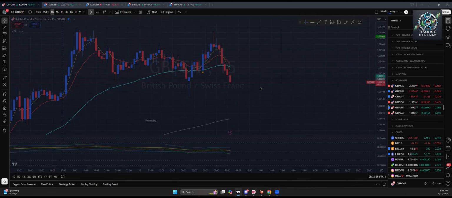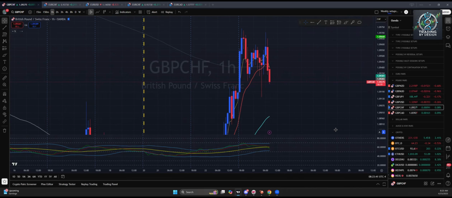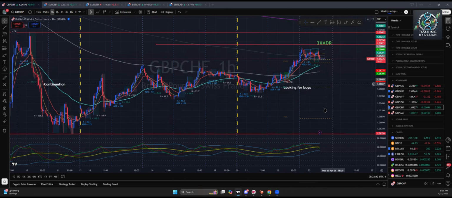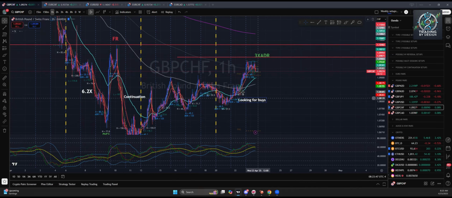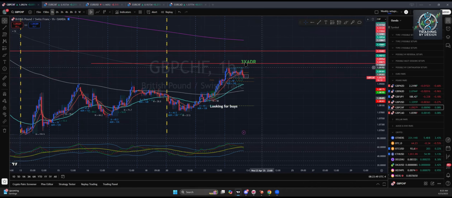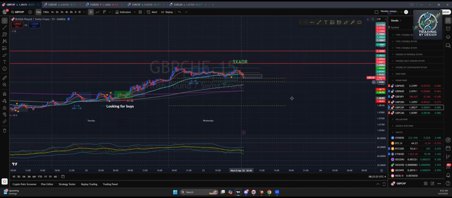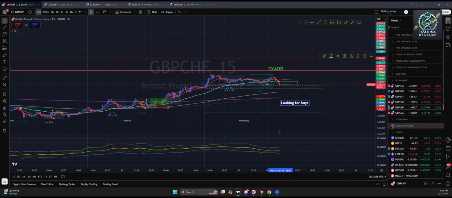Next one we have GBP Swiss. Let's see. So coming from the peak formation low, we are looking for buys. I do see that price is almost getting up to 3 times ADR. So let's see what we can find here.